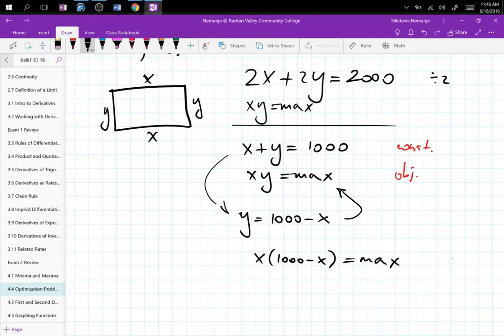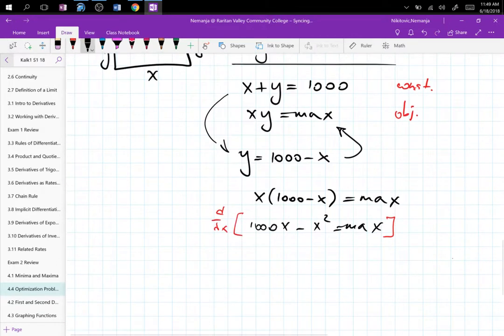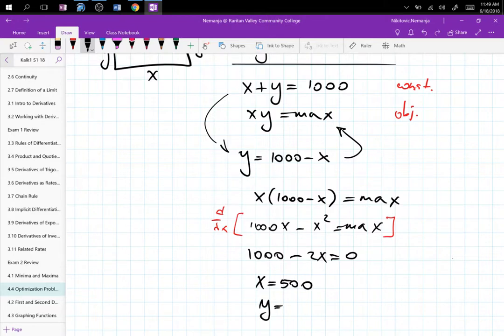So we have 1,000x minus x squared equals a max. We hit this with a derivative to maximize it. We get 1,000 minus 2x equals 0, because the derivative of that max area is going to be some number. We don't know what, but it's going to be some number. And when you take the derivative of some number, you get 0. So x is 500. Well, then y is 500 too.